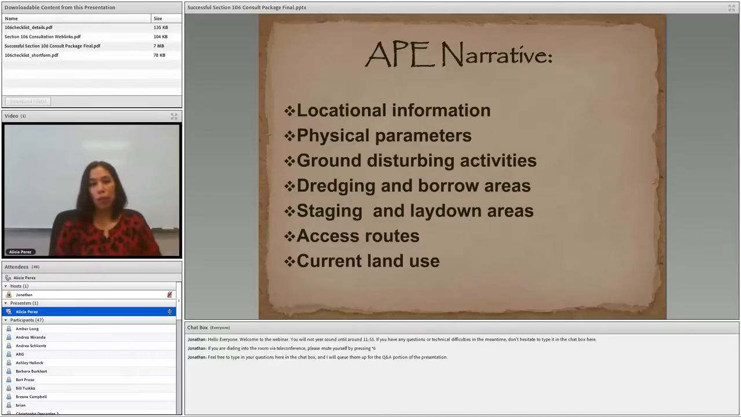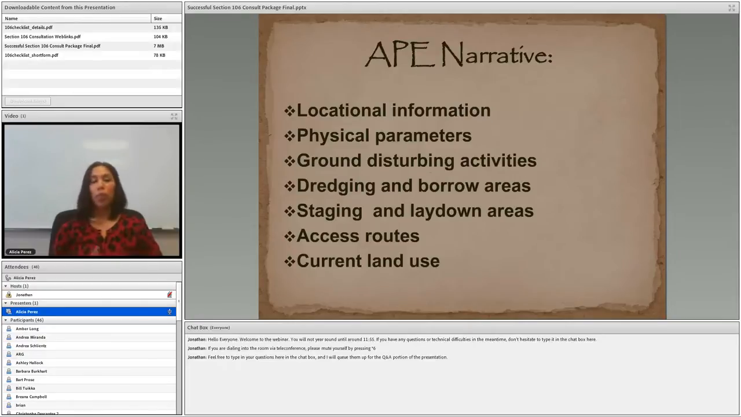So once you've delineated your APE, you're going to describe your APE in narrative form. So things to include, of course, locational information, physical parameters, so acreage or linear miles, all ground disturbing activities. If in your description of your undertaking you described ground disturbing activities, you want to specify exactly which components of the project are going to have a vertical APE. That's really important. Of course, dredging and borrow areas, staging and laydown areas, access routes. Again, how are you going to get to the APE? You're going to use existing roads, or they're going to construct roads.